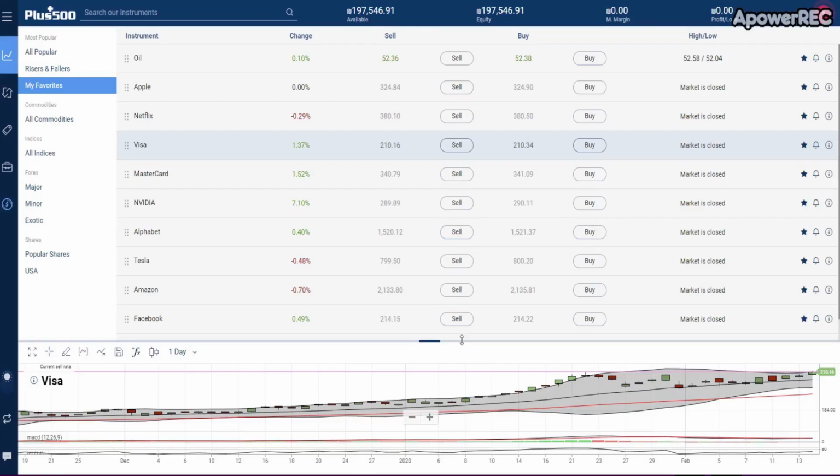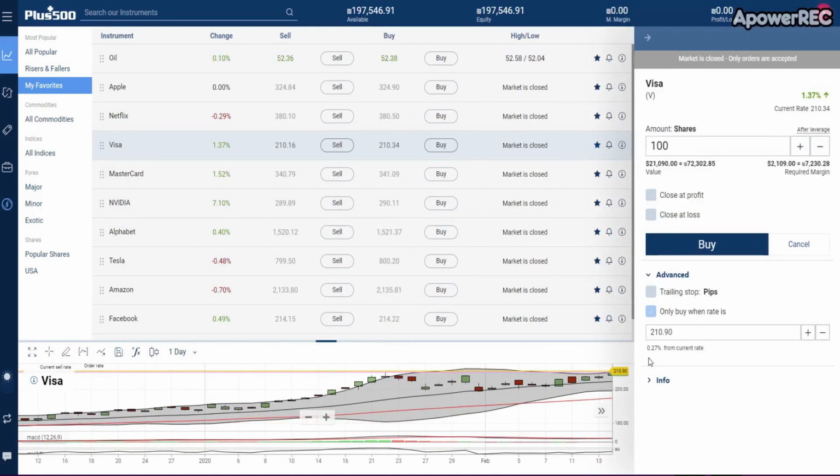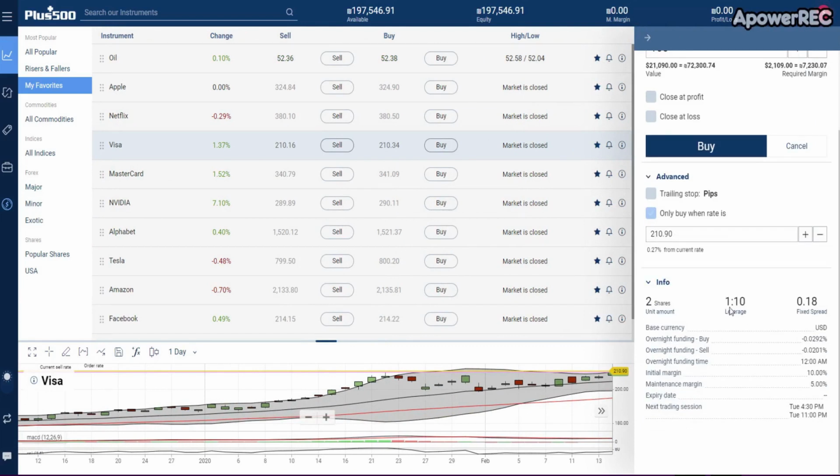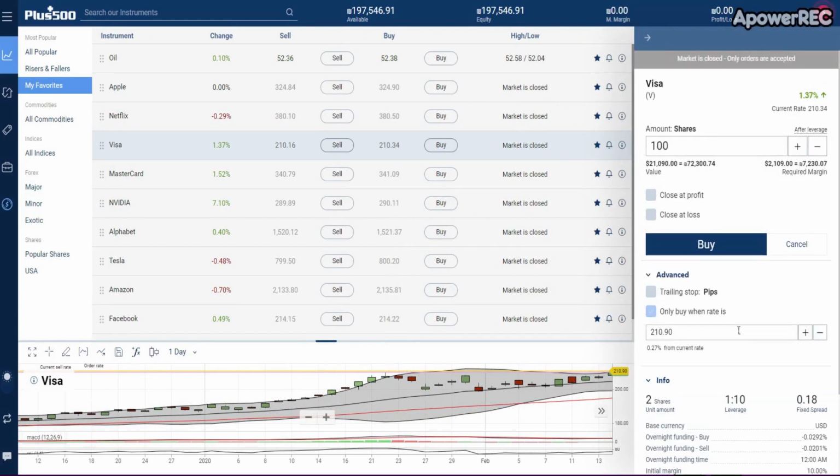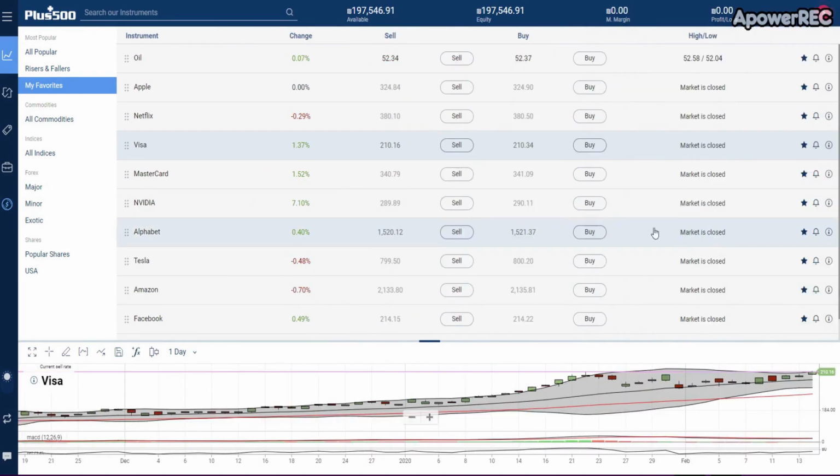Now we look at the Plus500 dashboard. I will buy Visa stock now and show you how it looks. See the leverage here? Here the leverage is by 10 and it's built in. You cannot change it. You can try another asset with different leverage.